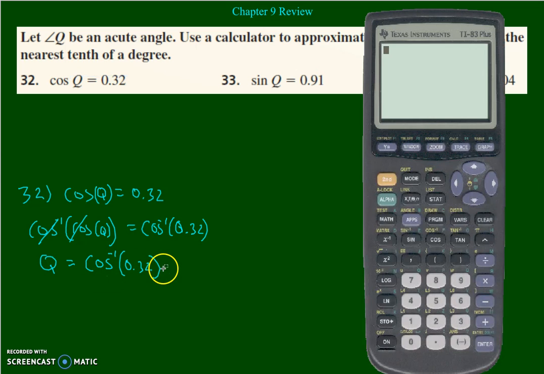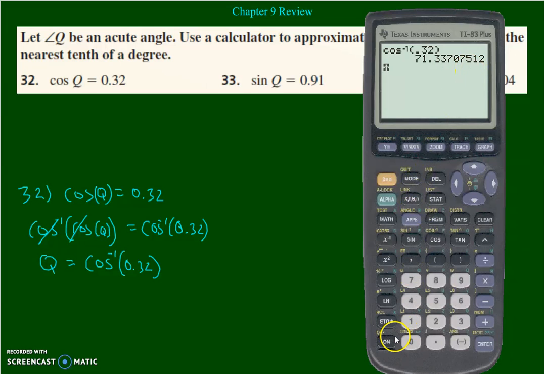In case you were wondering how to do this, I pulled up my calculator here, and we have arc cos of 0.32. You'll notice above sine, cosine, and tangent, you have sine to the -1, cosine to the -1, tangent to the -1. Those are the arc functions. So we want arc cosine, so it's second cosine, and that's 0.32, and enter. And it gives us 71.3, rounded to the nearest tenth.